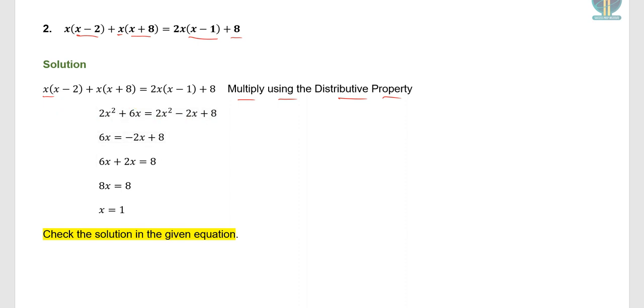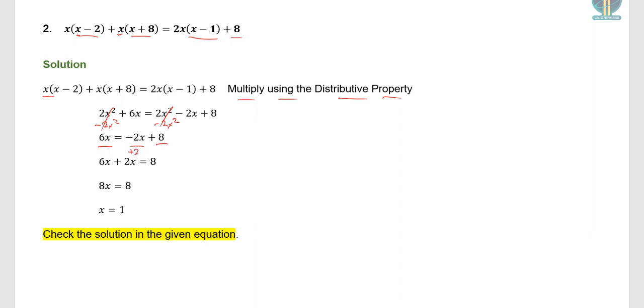So the next step is to combine like terms. So we have 2x squared and 2x squared. If we subtract 2x squared from both sides, the x squared term essentially goes away. So we end up with 6x equals minus 2x plus 8.